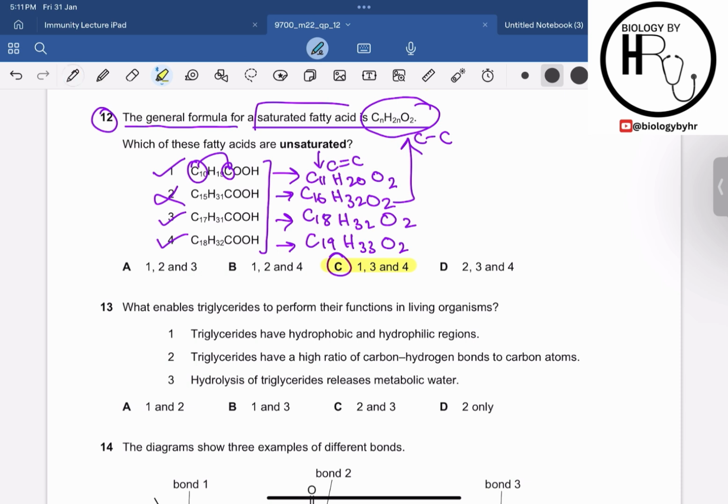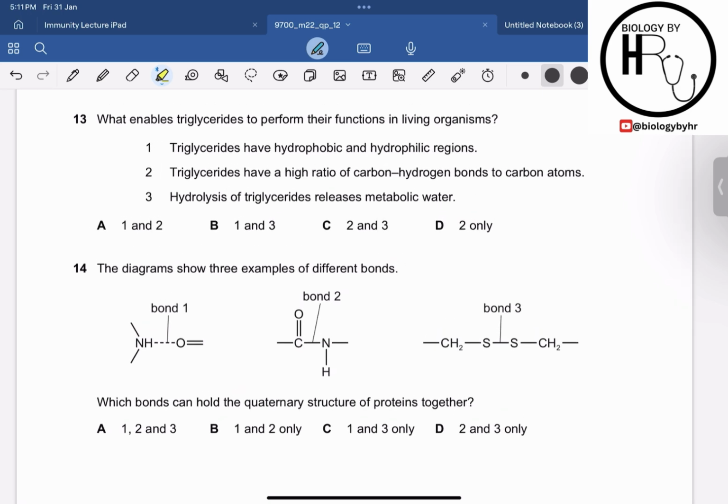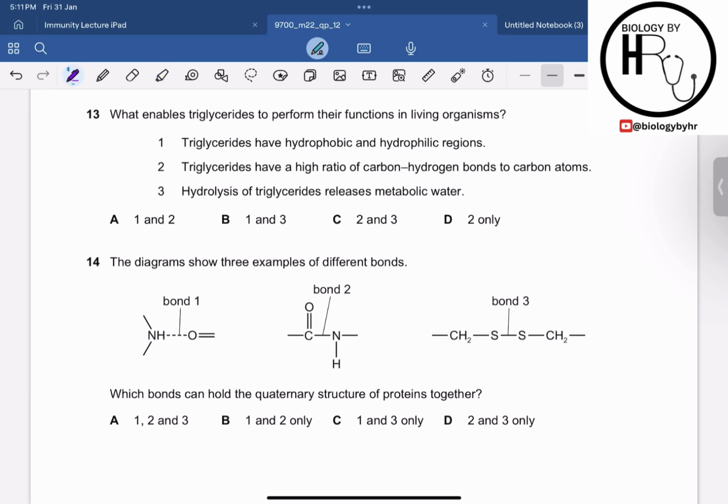Right, so it was more of a logical question. Now let's move on to question number 13, right? Question number 13 over here is saying, what enables the triglycerides to perform their functions in the living organism? Triglycerides means that they are talking about the lipids, right? Statement 1: triglycerides have hydrophobic and hydrophilic regions.